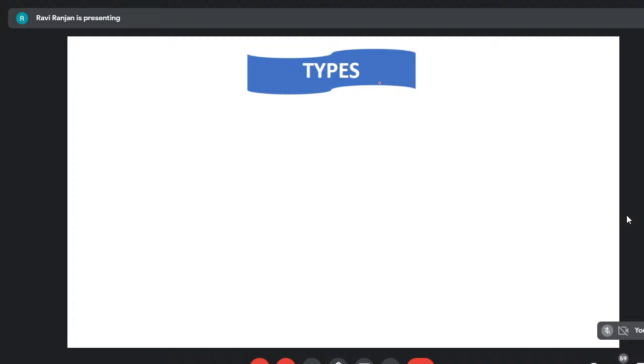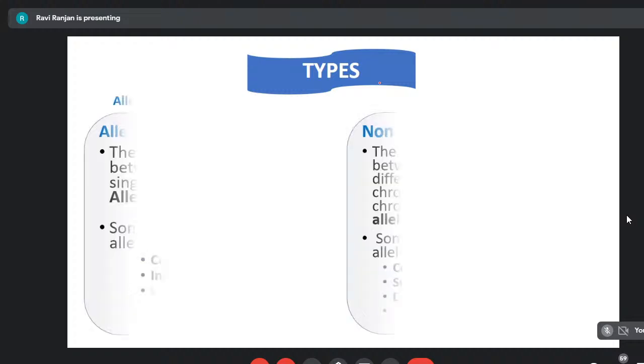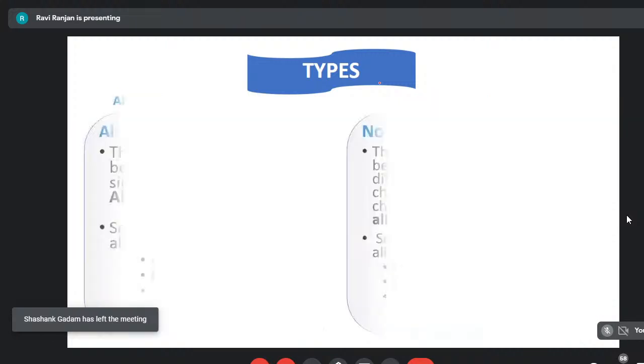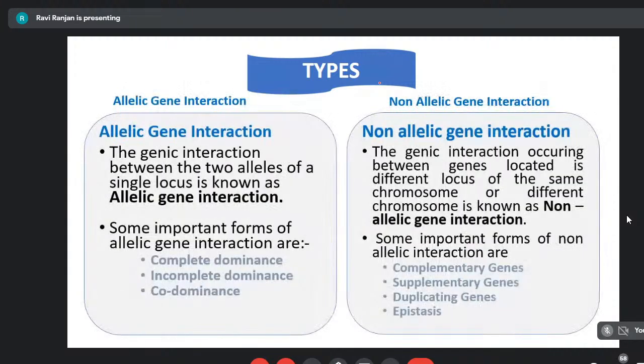Then these interactions are classified into two types. One is allelic gene interaction, another is non-allelic gene interaction. Allelic gene interaction is an interaction between two alleles which are located at the same locus of homologous chromosomes. I repeat again, the interaction between two genes which gives the character, where these two genes are located at the same locus of homologous chromosomes, such type of interaction is known as allelic gene interaction.